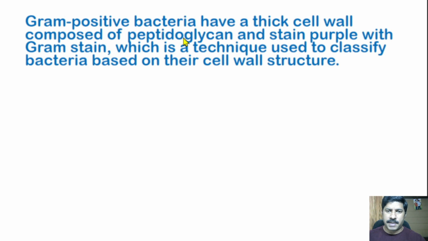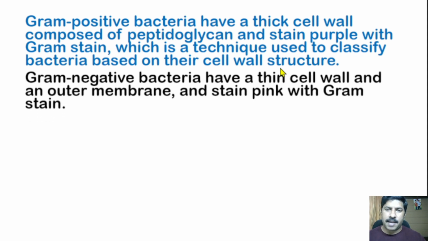Gram-positive bacteria have a thick cell wall composed of peptidoglycan and stain purple with gram stain, which is a technique used to classify bacteria based on their cell wall structure. At the same time, gram-negative bacteria have a thin cell wall. It will not retain the purple color of the gram stain because it has a very thin cell wall, and stains pink with gram stain. After the decolorization, gram-negative bacteria are seen as pink. It will not retain the gram stain color.